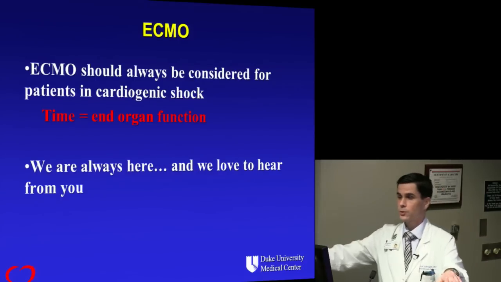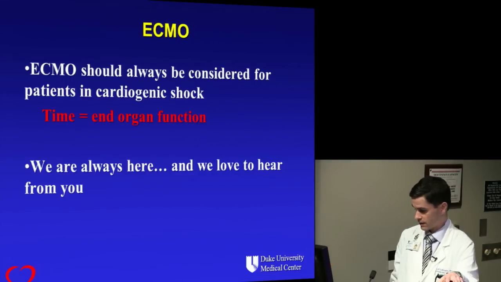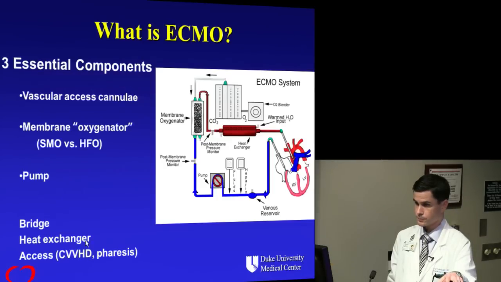Two things to remember. ECMO should always be considered for patients in cardiogenic shock. It is not necessarily the first thing you should think of, but in all patients in cardiogenic shock, it should be something that you think of. As it says down at the bottom, we're always here and we love to hear from you, earlier rather than later. It is important, though. Time in these patients means their end organ function, and patients who have lost end organ function have no options in terms of advanced heart failure therapies.